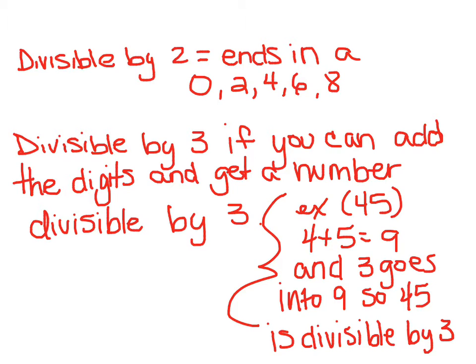Okay, next one is divisible by 3. If you can add the digits and get a number divisible by 3, then it is divisible by 3, which means it would be a composite number. So, for example, if the number on there is 45, 4 plus 5 equals 9, and 3 goes into 9, so 45 is divisible by 3.